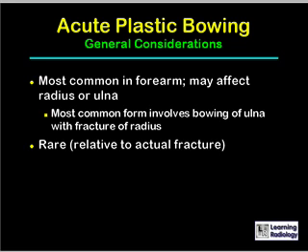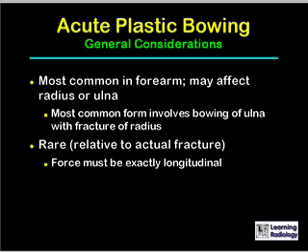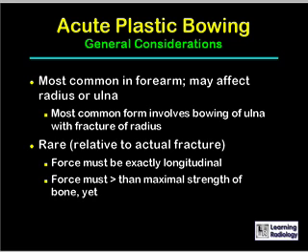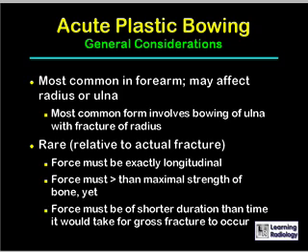It is relatively rare compared to an actual fracture because a certain set of circumstances must be present for acute plastic bowing to occur. The force must be exactly longitudinal along the long axis of the bone. The force must be greater than the maximal strength of the bone, and the force must be of shorter duration than the time it would take for a gross fracture to occur.